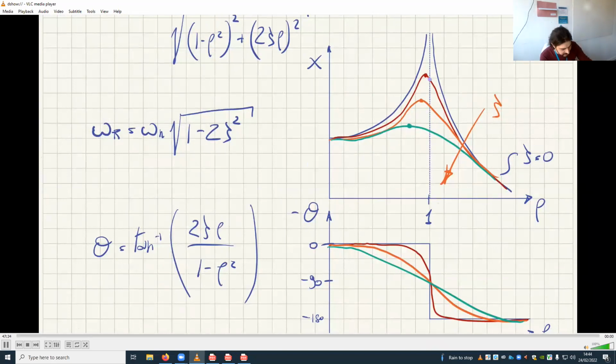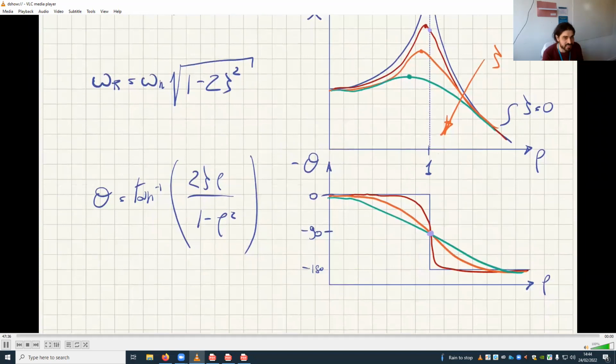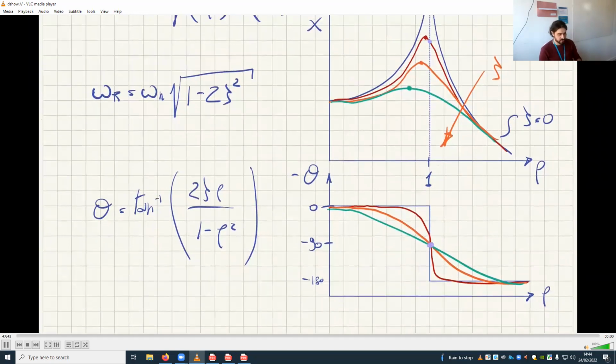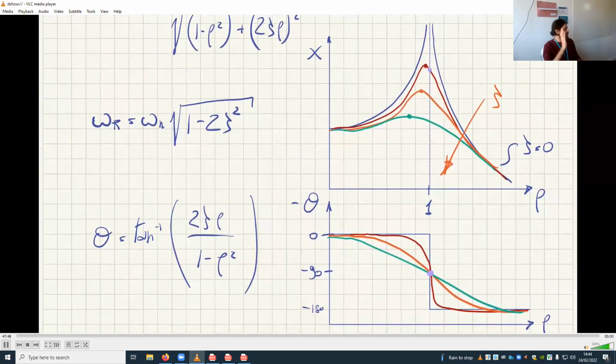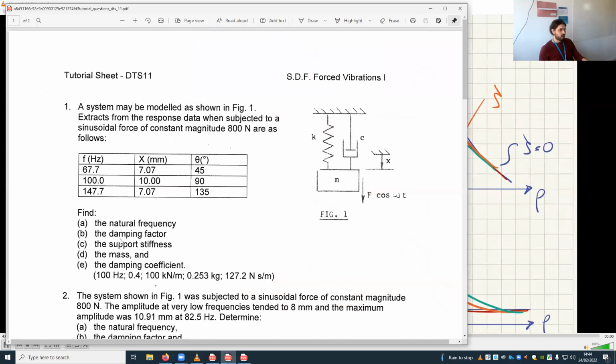And that's because I know that the only possible way for this to get to minus 90 degrees is at rho equals 1. That's the only way it's possible. Rho must be equal to 1. And so I know that the middle row is that. And also, I also know that rho is 1. That means that omega is omega n. You agree? And so omega n, the natural frequency, is 100 hertz. And it is, because it's where theta is 90 degrees.